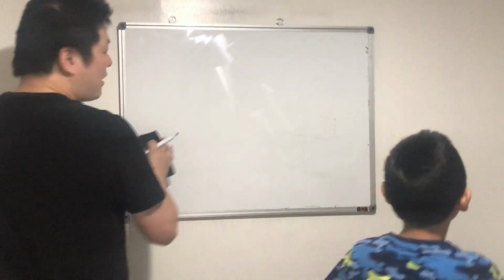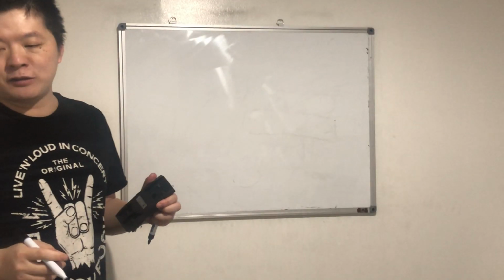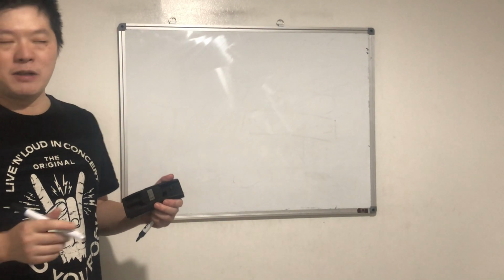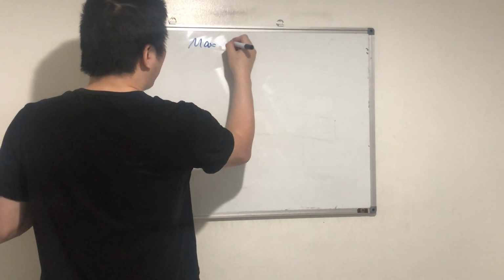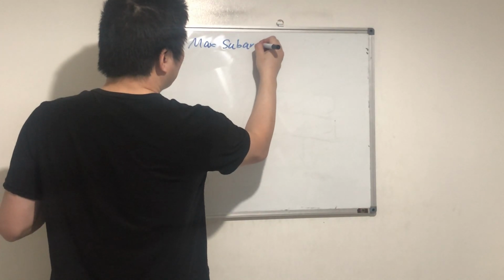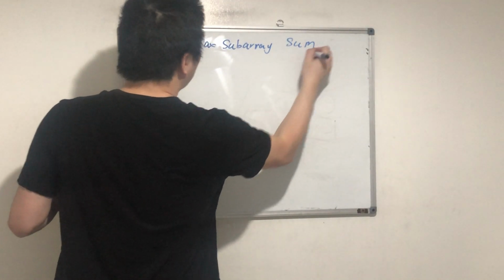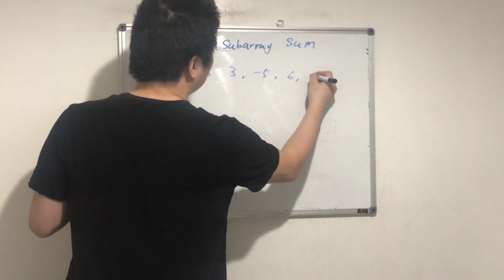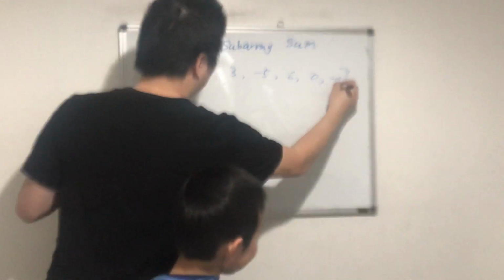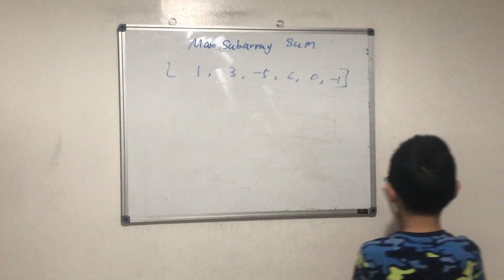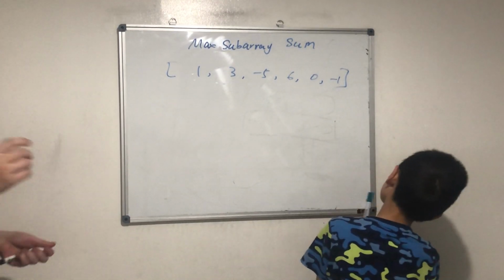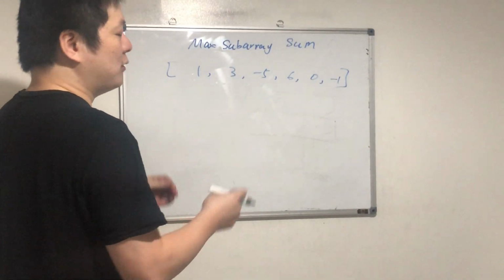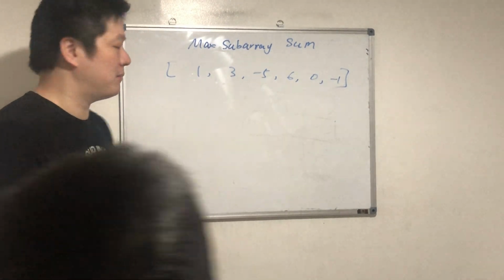Quite good. Okay, so today we talk about three different algorithms to solve a problem called max subarray sum. Given a list of numbers like 1, 3, -5, 6, 0, -1, we want to find the sublist which has the largest sum.